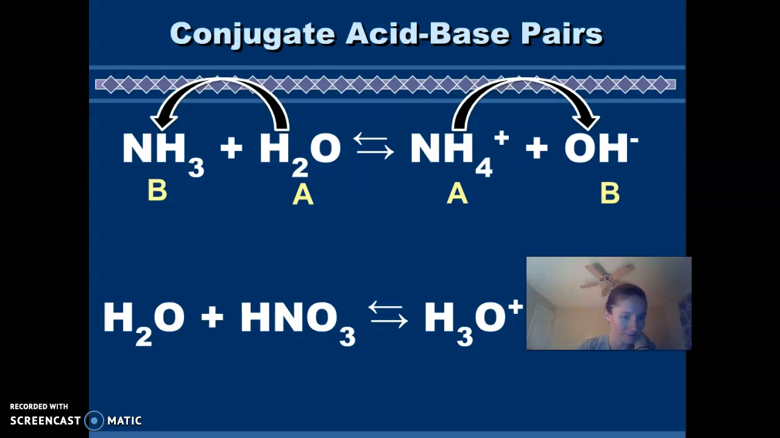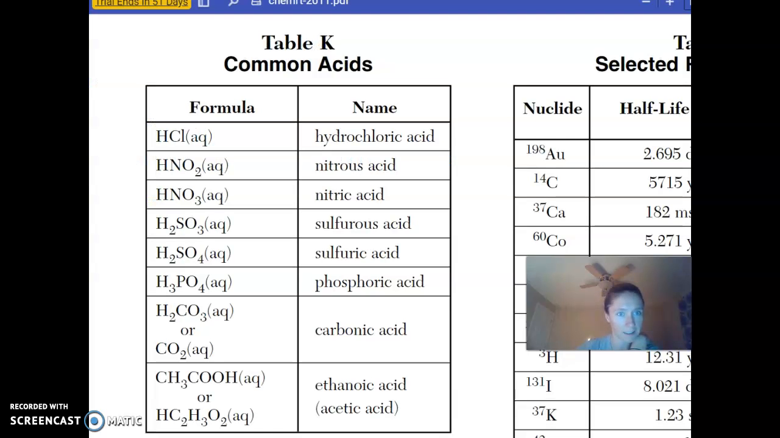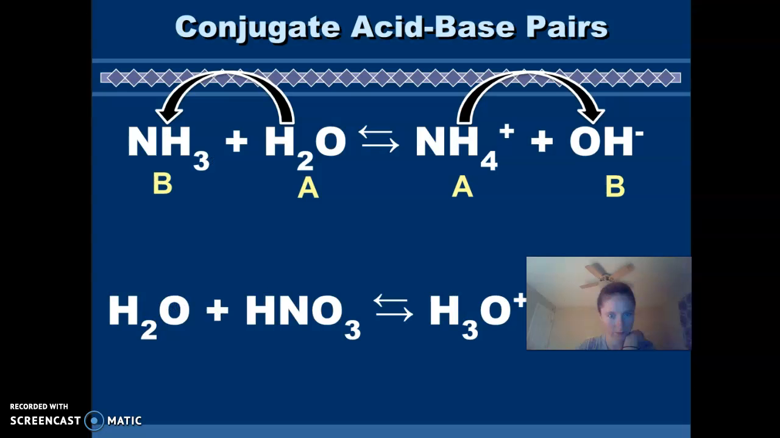This is chemistry. If you take a second and check your table K for common acids on your reference table, you will see that HNO3 is nitric acid. So because this is the acid, it forces water, the other reactant, to be the base. So in this example, HNO3, like we said before, is the acid, and water is thereby forced to be the base. So can you figure out who the conjugate acid and who the conjugate base is?